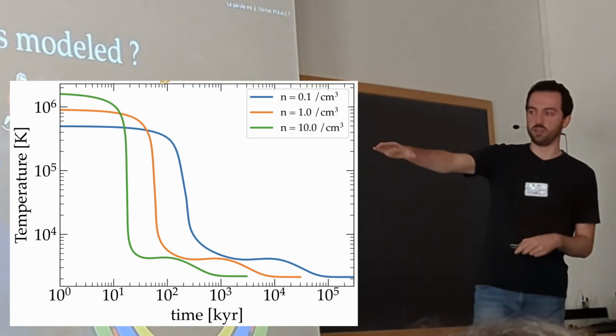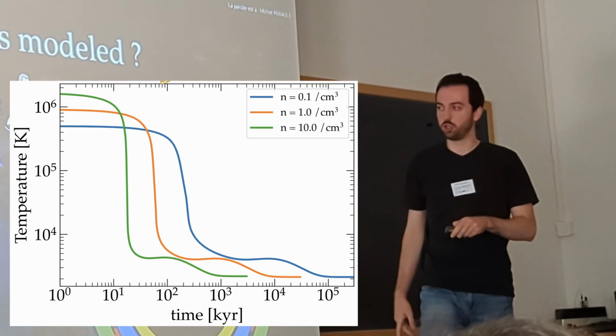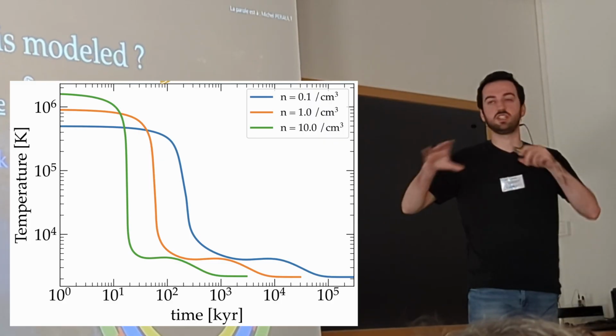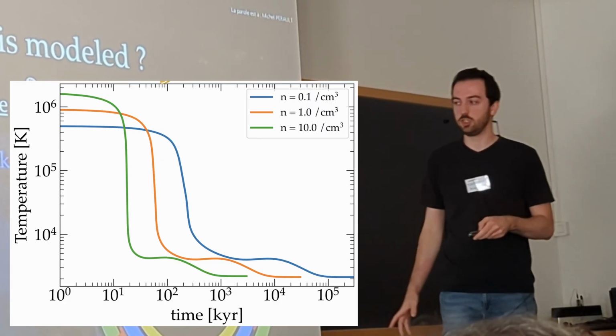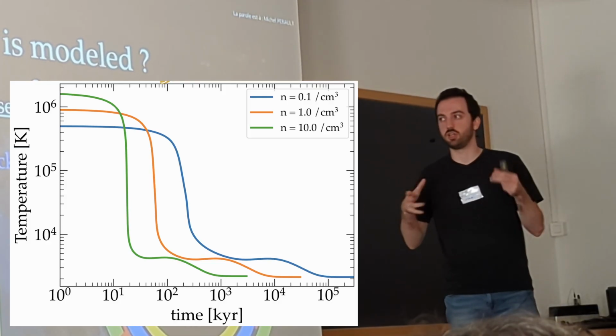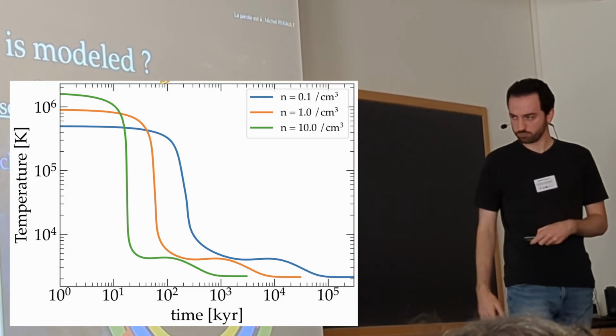Just to give you an example, you have three curves of the cooling of the hot bubble depending on the density of the external medium. And so you can see that it will cool down in a few tens of kiloyears. So that's the typical time when the third phase will start.